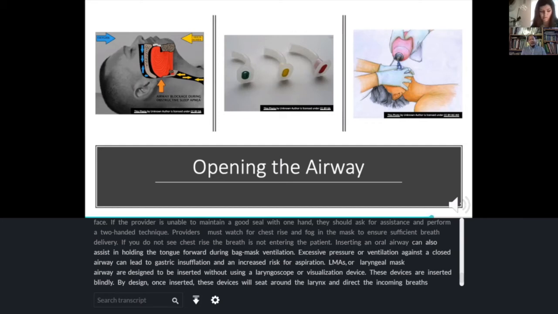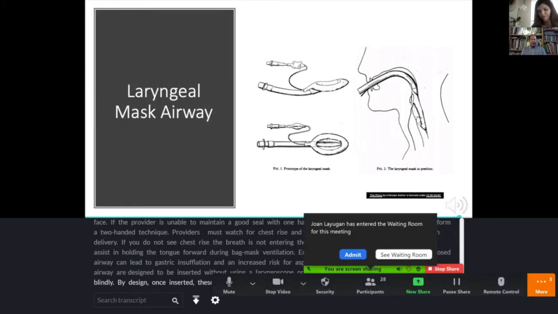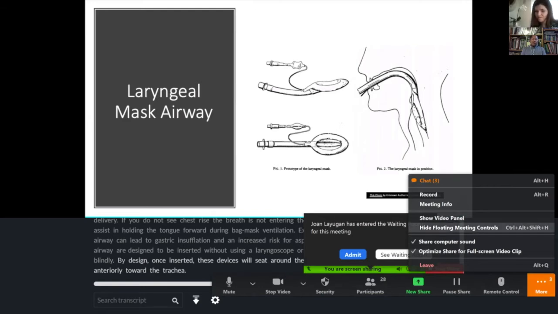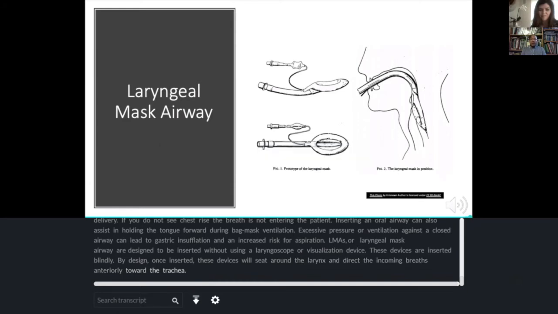Inserting an oral airway can also assist in holding the tongue forward during bag mask ventilation. Excessive pressure or ventilation against a closed airway can lead to gastric insufflation and an increased risk for aspiration. LMAs, or laryngeal mask airways, are designed to be inserted without using a laryngoscope or visualization device. These devices are inserted blindly. By design, once inserted, these devices will seat around the larynx and direct the incoming breaths anteriorly toward the trachea.